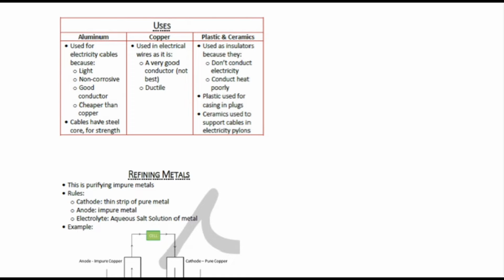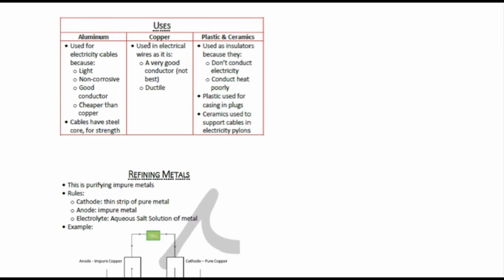So cables have a steel core for strength. Okay, so that means the cable is not just made of 100% aluminium. It has a steel core. That means it's in the middle of the cable. It's made of steel to make the cable stronger.